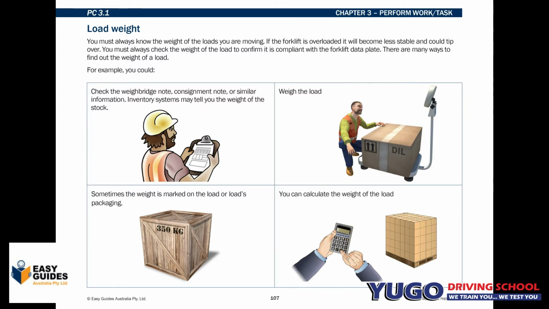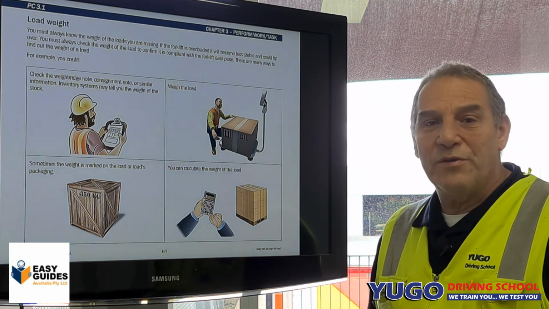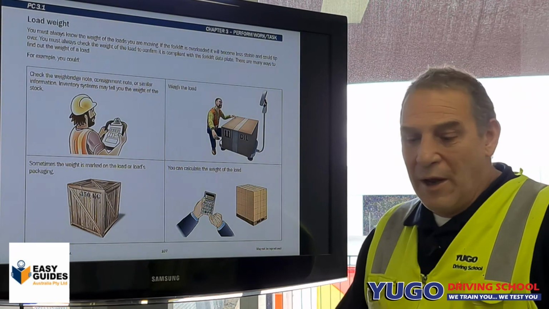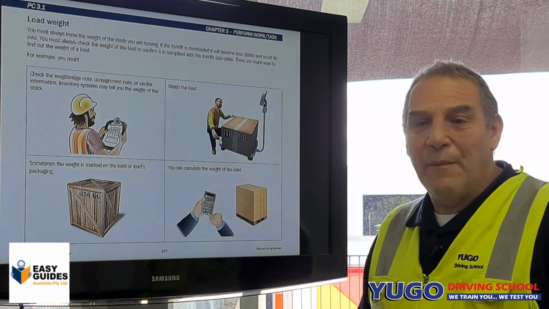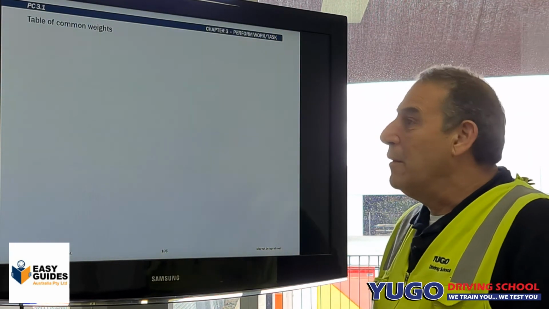You could weigh the load, put it on the scales and find out what the weight of the load is. Sometimes it'll be written on the box or the parcel itself. The weight will be there, you'll have the net weight, you'll have the tare weight, so you'll know the weight of the load. Or you can calculate the weight of the load. As you put it on, you know the weight of each box. Generally most boxes, if it's the same product, will all weigh the same. So you know how many boxes, calculate how many rows by the height, and add the pallet in.